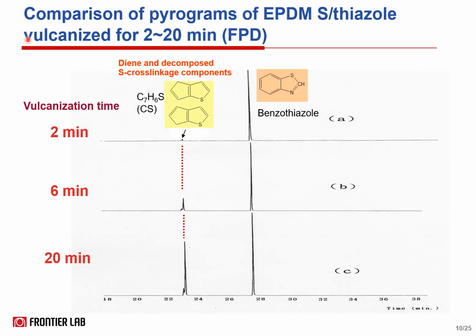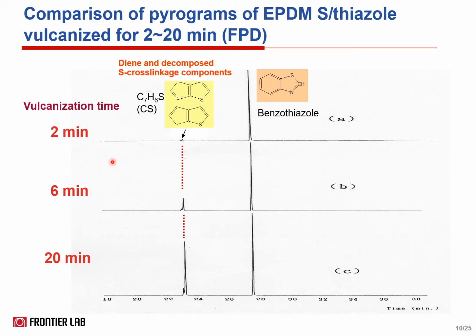For the pyrolyzed compounds detected in the previous slide, how the peak intensity on the pyrogram would change as the vulcanization reaction progresses was investigated. These are FPD pyrograms after extracting and removing unreacted compounds from the sample, in which the vulcanization time was 2, 6, and 20 minutes.